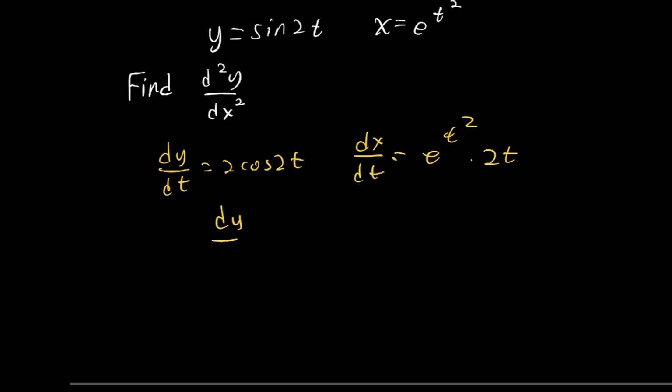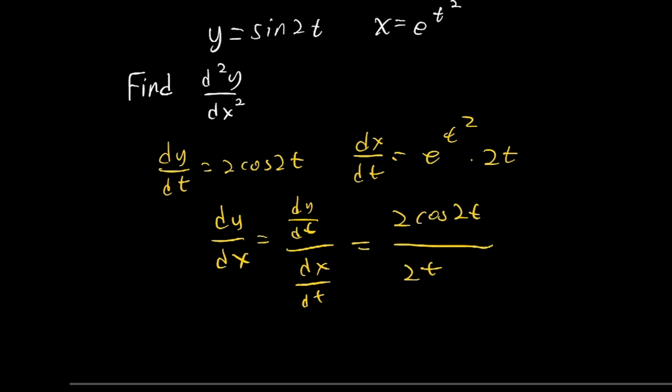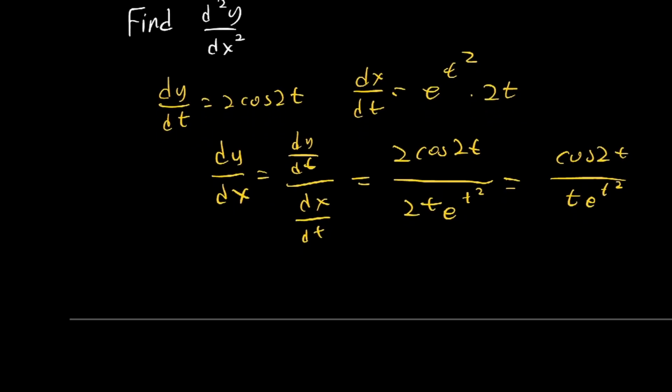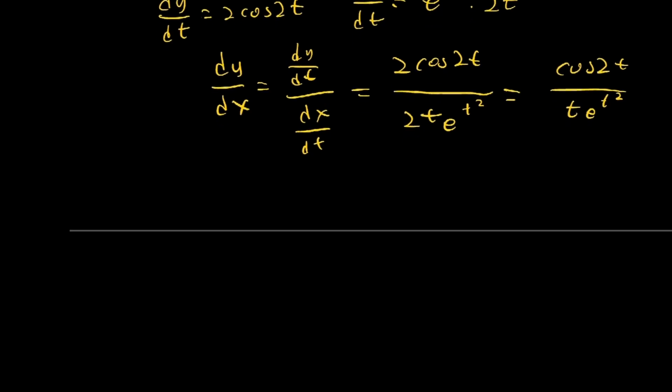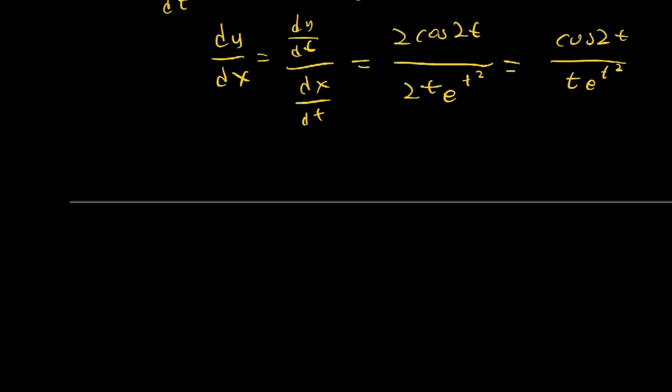So now we can find dy/dx, which is equal to dy/dt all over dx/dt, which in this case will just be 2 cosine of 2t all over 2t e to the t squared. To make this a little bit easier for us, we're going to cancel out the 2's, and this is our dy/dx. Now we need to find the second derivative.